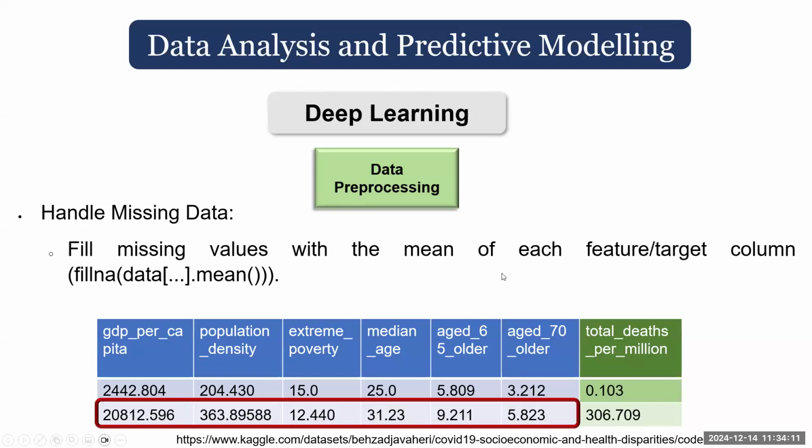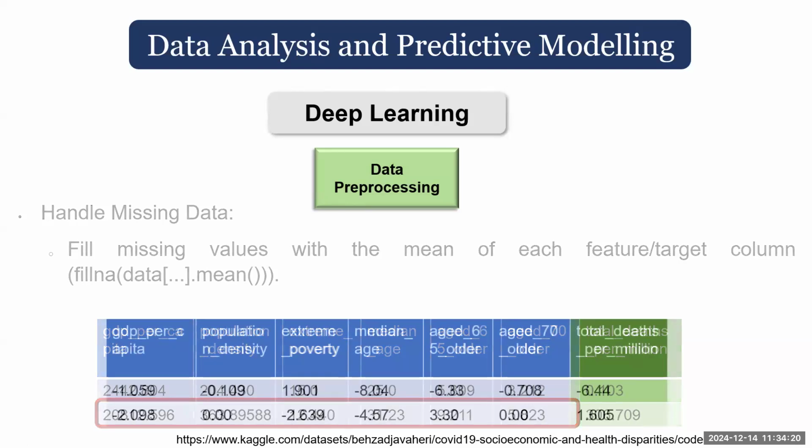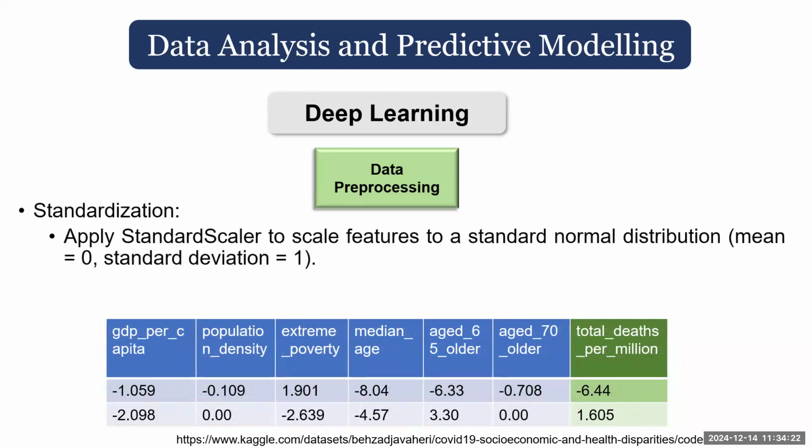So we can use mean or k-mean imputation, different techniques, so we can use mean for each feature slash target variable. Another process would be standardization. Now, why do we need to do standardization? If you don't do standardization, then some columns will have more effect compared to other columns.